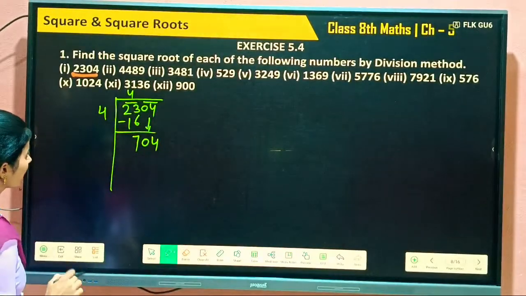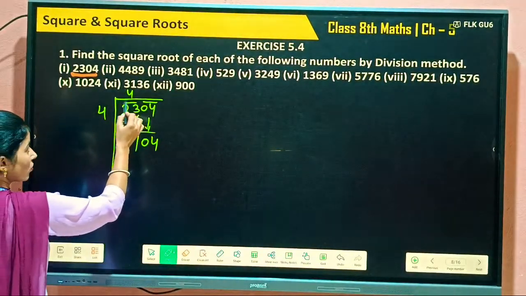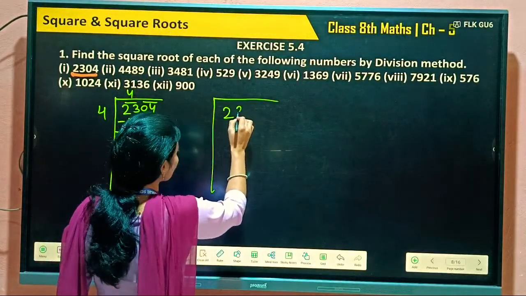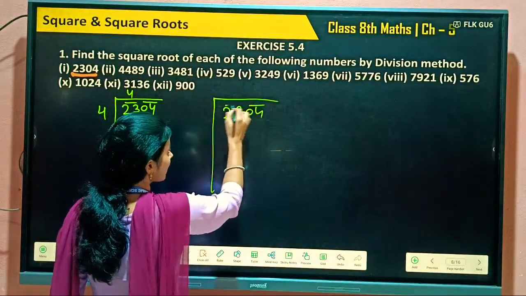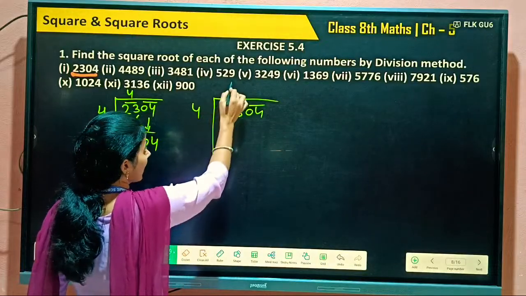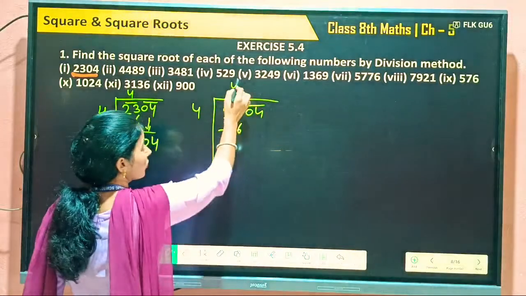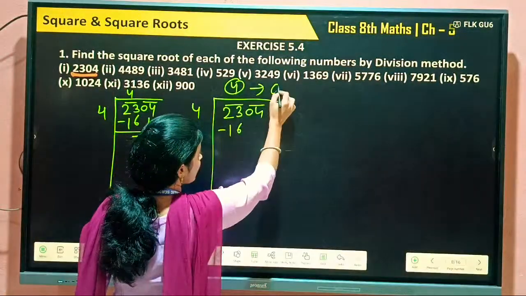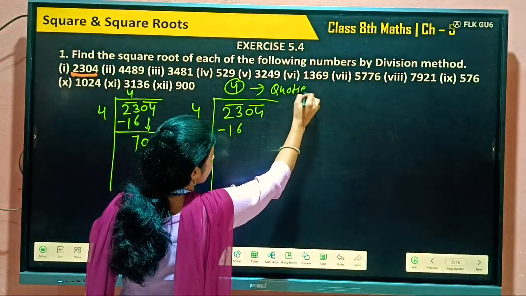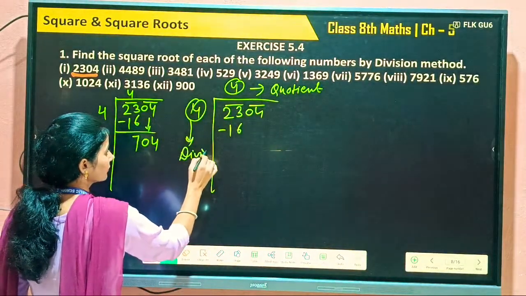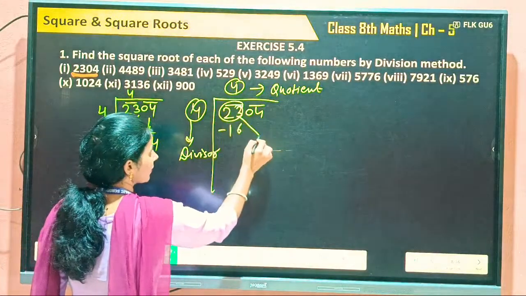And let us see what this is. This 23, we started with this step: 2304, one pair, second pair. This 4 and 4, now this is 16. This 4 we are considering as the quotient. This 4 is the divisor. And this is the dividend.